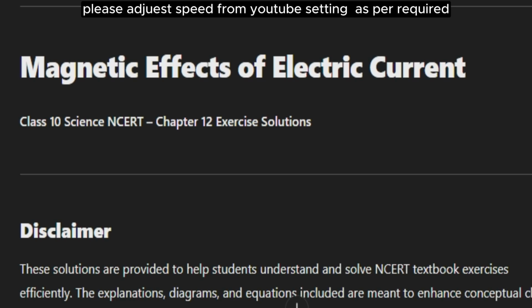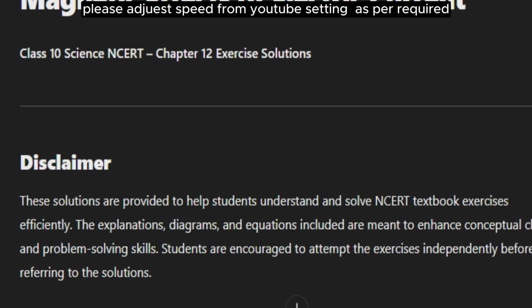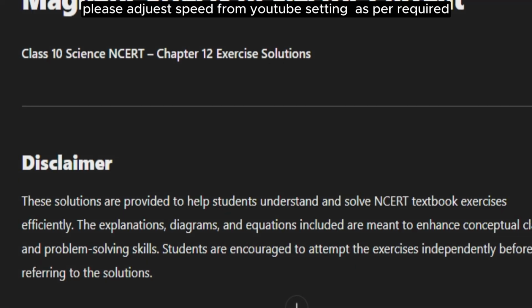Disclaimer. These solutions are provided to help students understand and solve NCERT textbook exercises efficiently. The explanations, diagrams, and equations included are meant to enhance conceptual clarity and problem-solving skills. Students are encouraged to attempt the exercises independently before referring to the solutions.